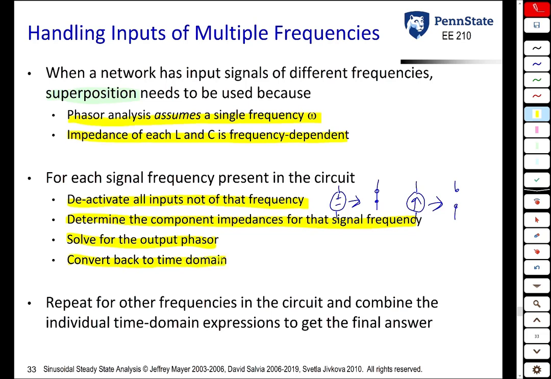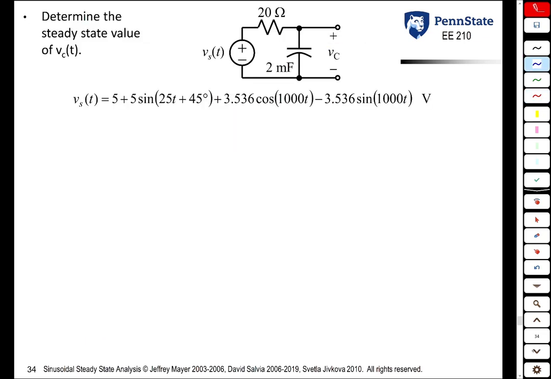And then what we do is we go back and do the same four steps for every other frequency present in the circuit. At the very end, what we want to do is combine the final time domain expressions into your final answer. The key thing here is you cannot add your voltages and currents in the phasor domain. You have to do it in the time domain because the different phasors each correspond to a different frequency. So let's do a couple examples to illustrate this idea.